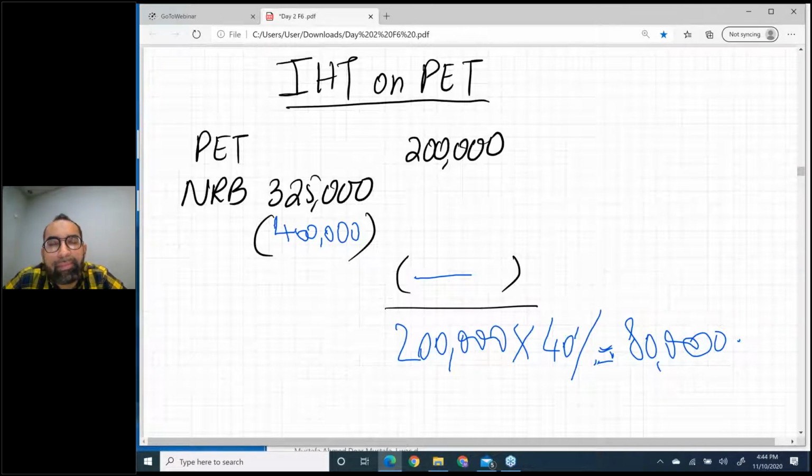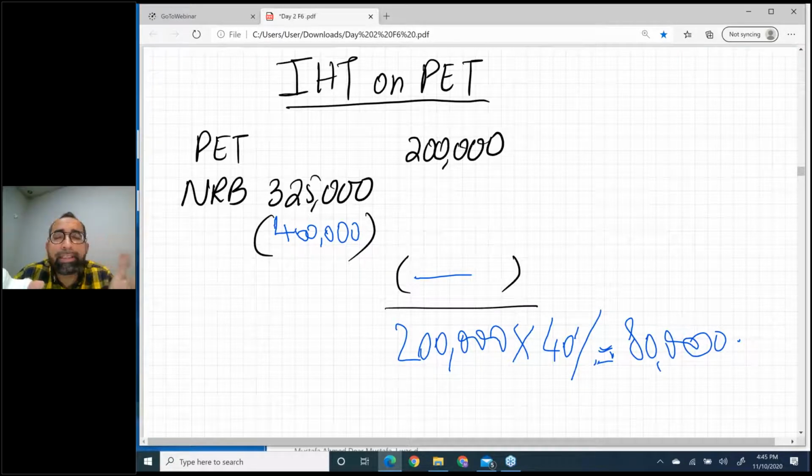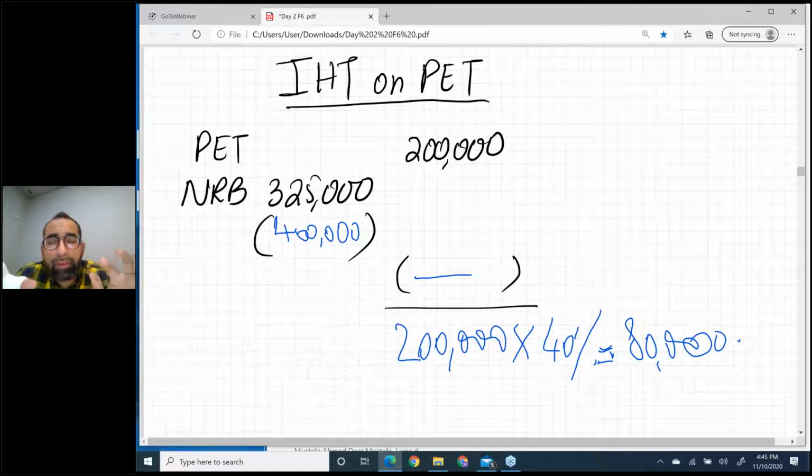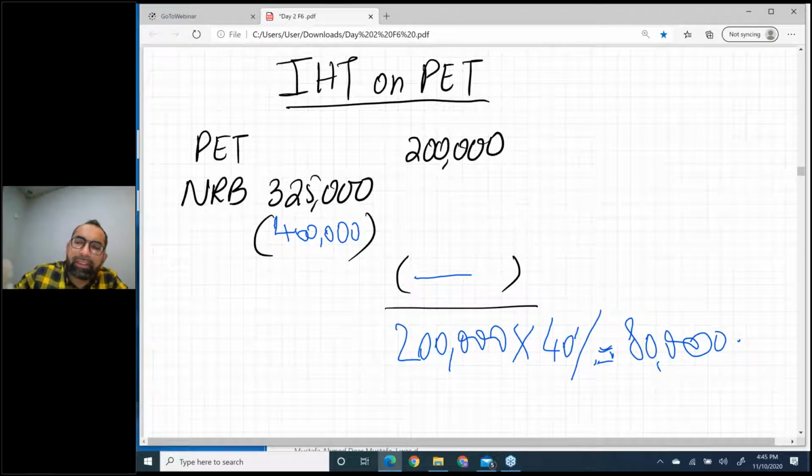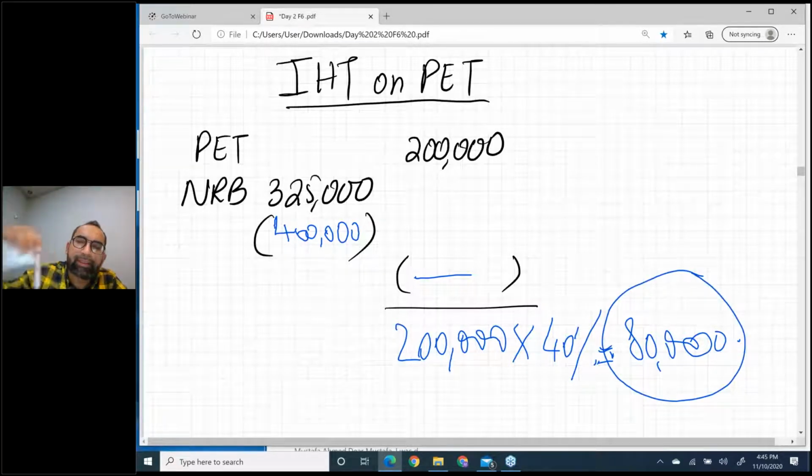taper relief. My dear student, okay, let's try taper relief, but don't forget the wordings. For taper relief, always count the gap between date of gift and date of death. So the date of gift was 1st August 18. August 18 to August 19, not even August 20. So he died before 3 years, so there is no taper relief. So this is your full and final tax. This IHT on PAT is the full and final tax.